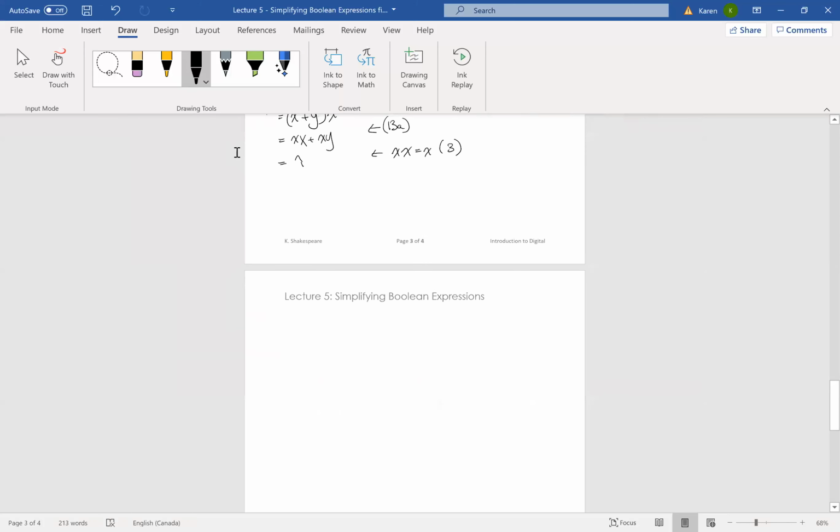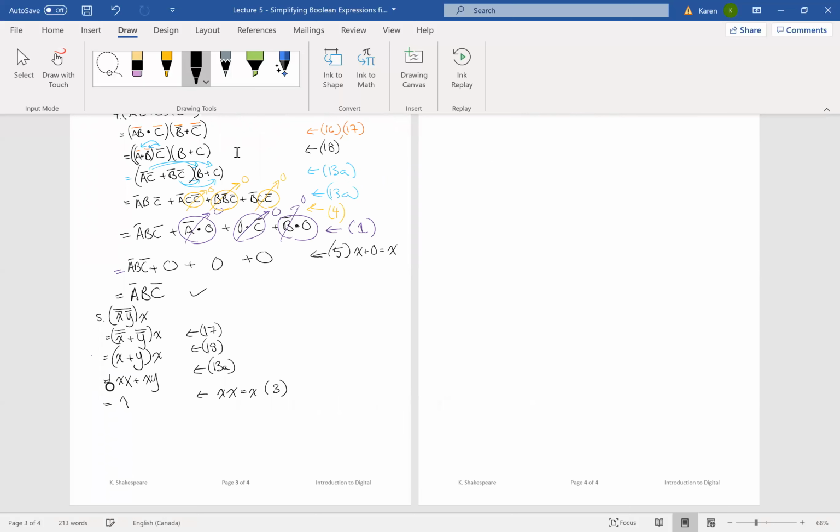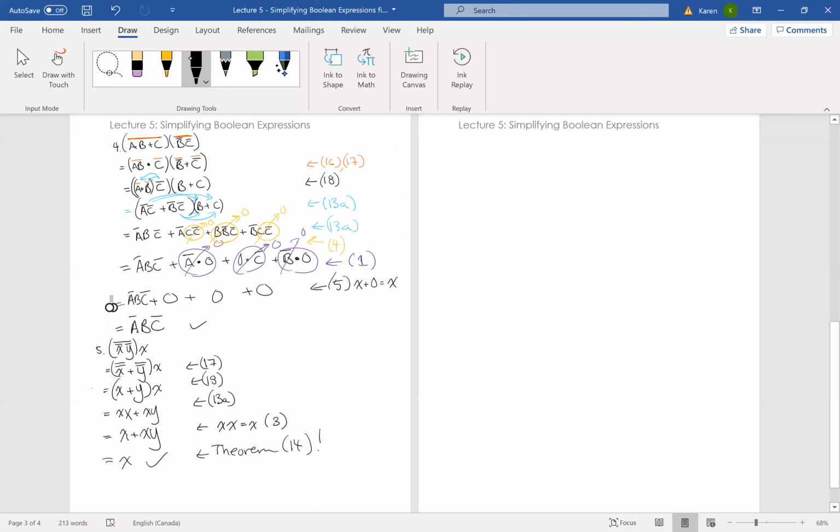I cannot type on this screen. The answer is x plus xy because of theorem 3. And then we have interesting theorem 14. Theorem 14 doesn't come up a lot. Theorem 14 says x, it literally says x plus xy equals x. So the answer is actually x. That's a very nice question. I like that one. So that's question 5.